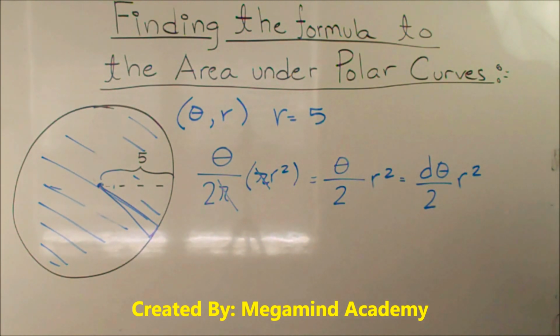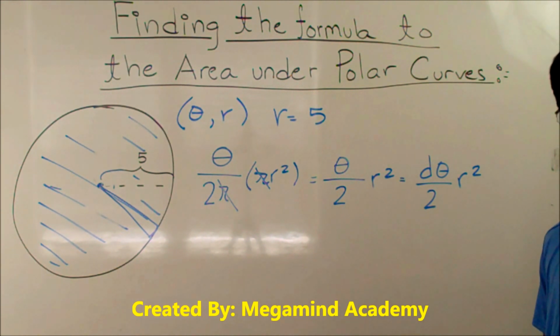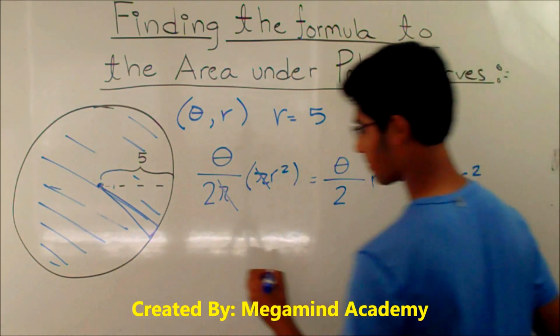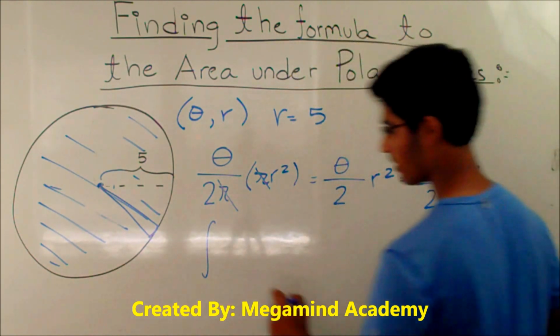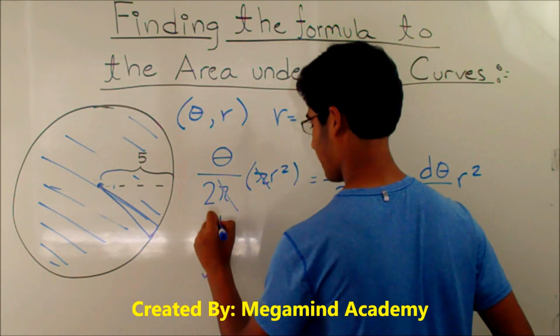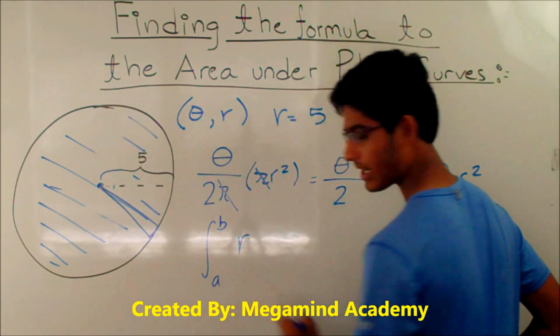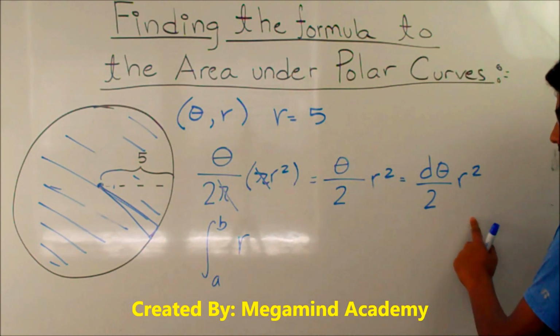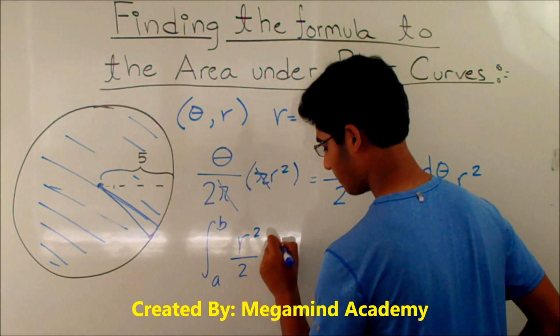But that's just for one infinitesimally small sector. How do we do that when we have an infinite amount of sectors? How do we add them all together? Well, that's simple. We just have the integral. So the integral will add up all of them together. So we have the integral from a to b, which are theta values, of, let's just rearrange the terms, r squared over 2 d theta.